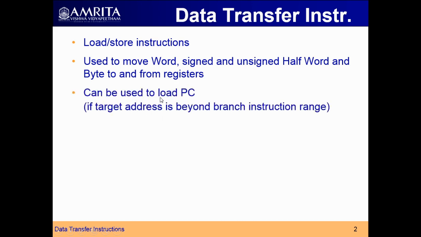Next, it can be used for loading the PC also. What is PC? Program counter. Why can it be used for loading PC? Because PC is also one of the registers present in the set of registers, that is R15. This will be used whenever the target address is beyond the address that can be handled by the branch instruction. Branch is a special type of instruction used for branching operations, and there only a 2 GB address space can be addressed. That we will see later. So now you understand that LDR or STR can be used for loading the program counter also.